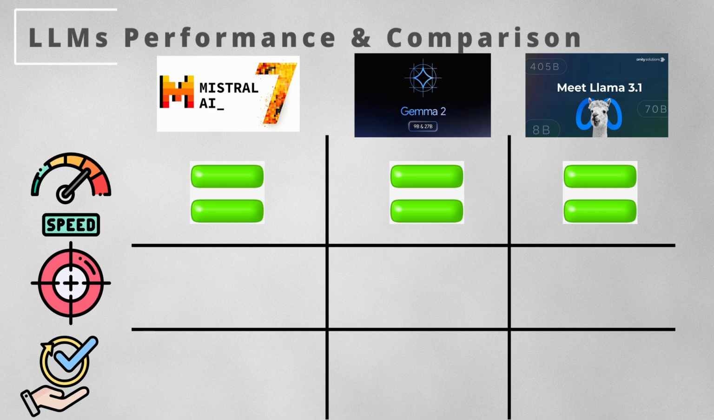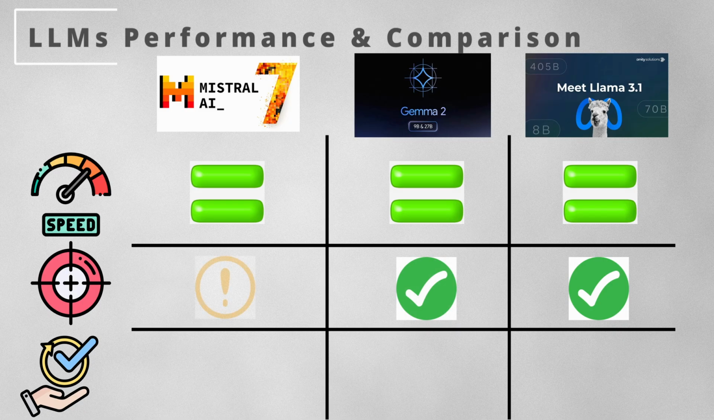For the second criteria, which is the precision, Llama 3 is quite precise. Gemma is on par with Llama 3. However, Mistral sometimes faffs a lot to the extent that the response might come as inaccurate. This means that in the case of Mistral, you're going to have to do some sort of cutting down the response in order to suit your needs.